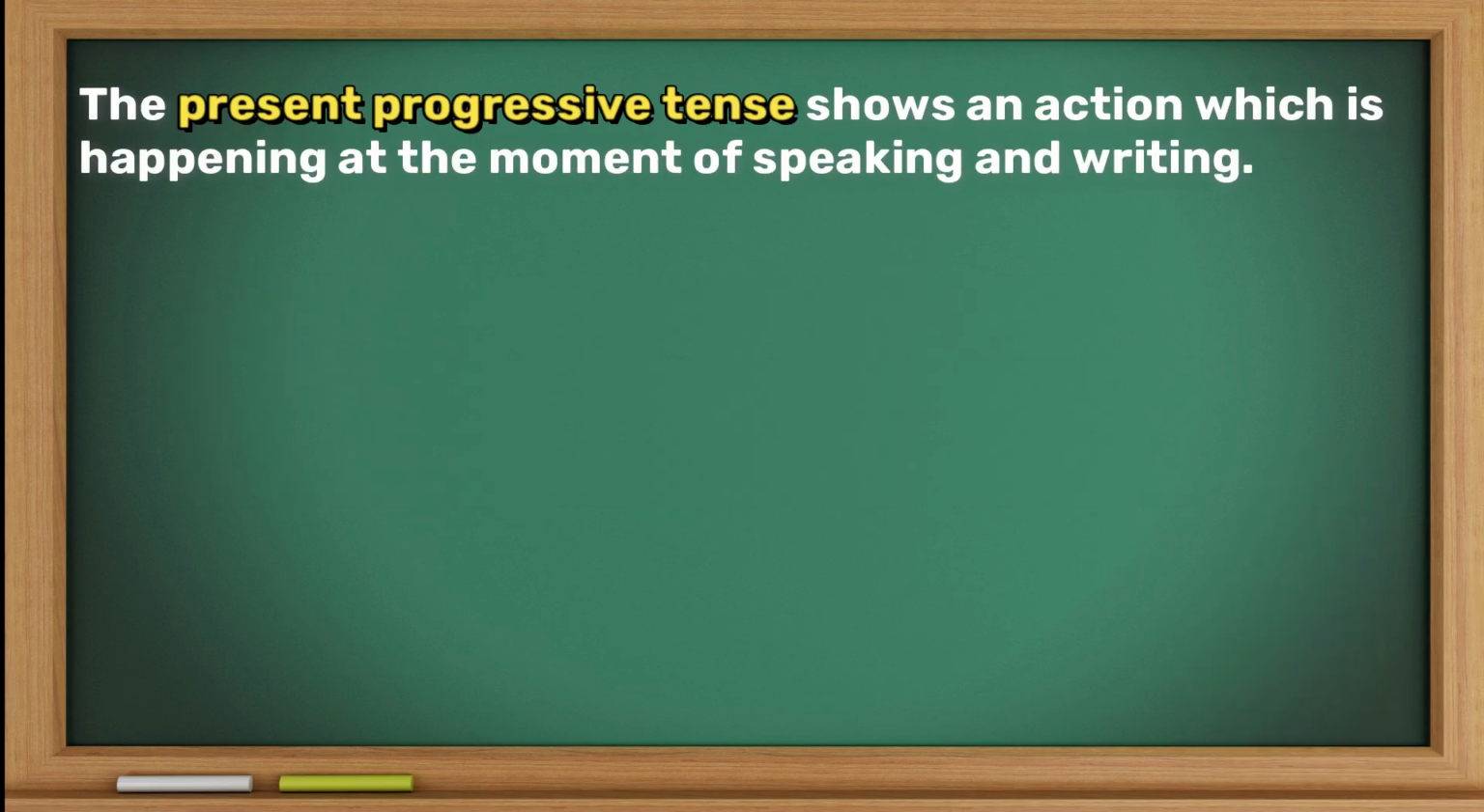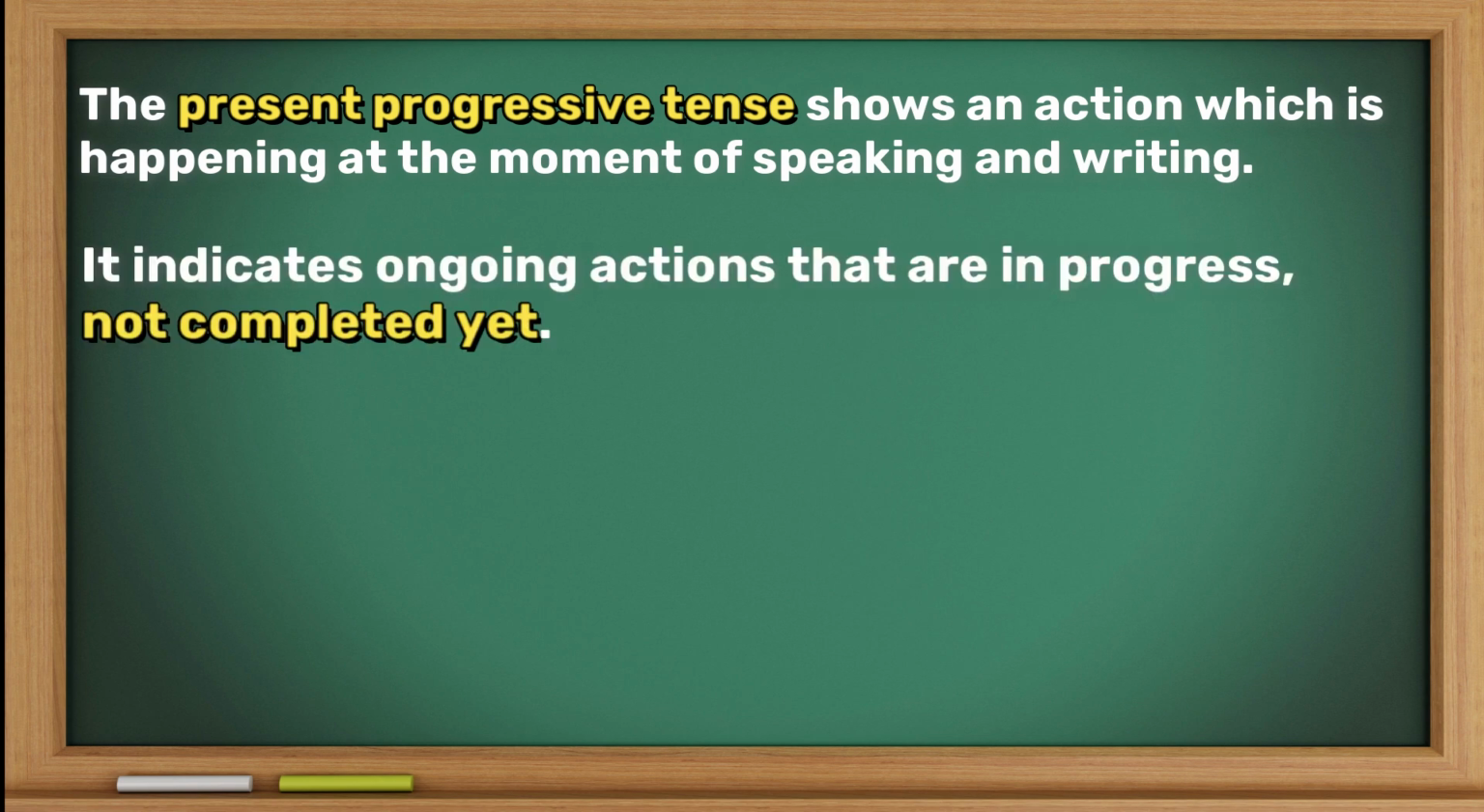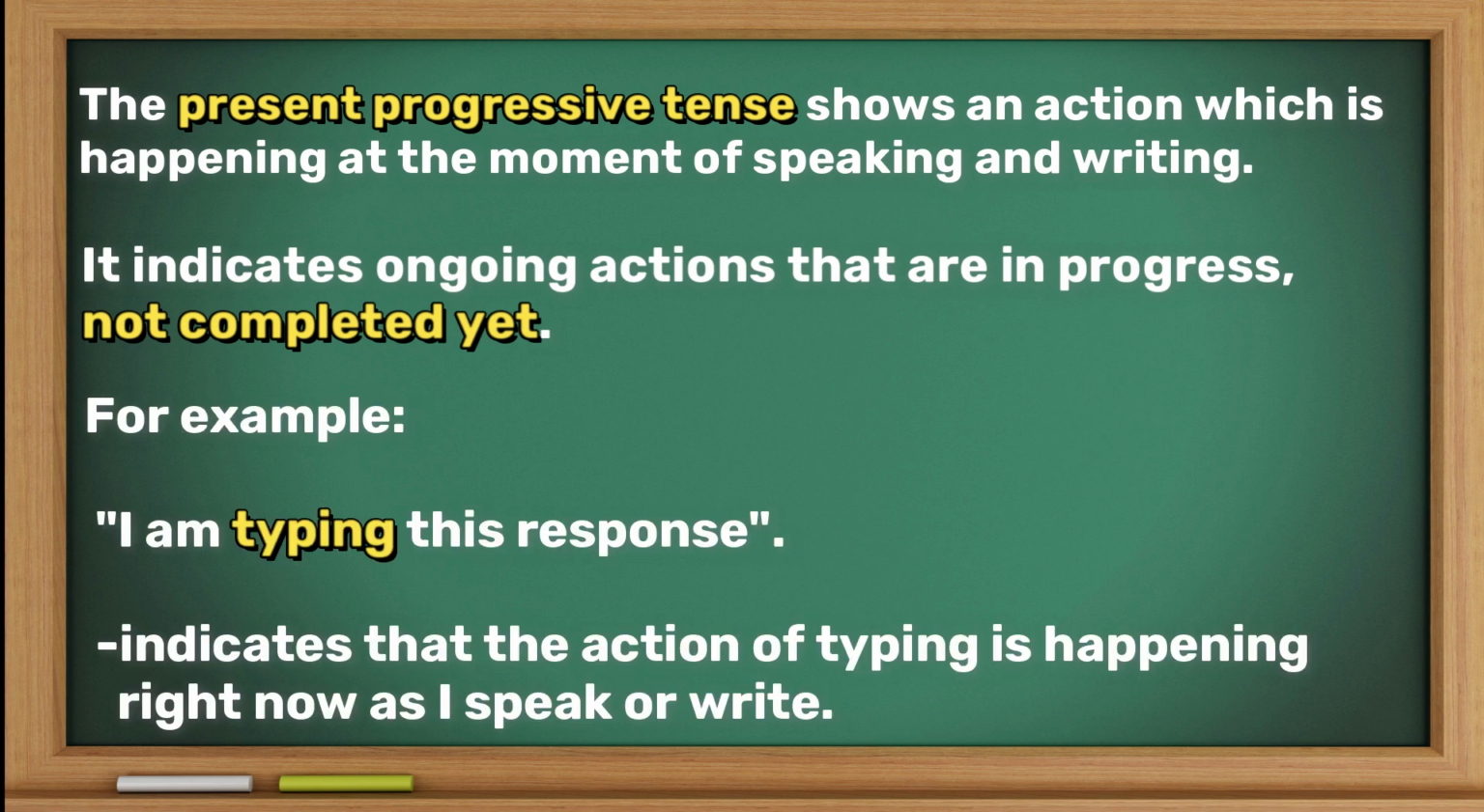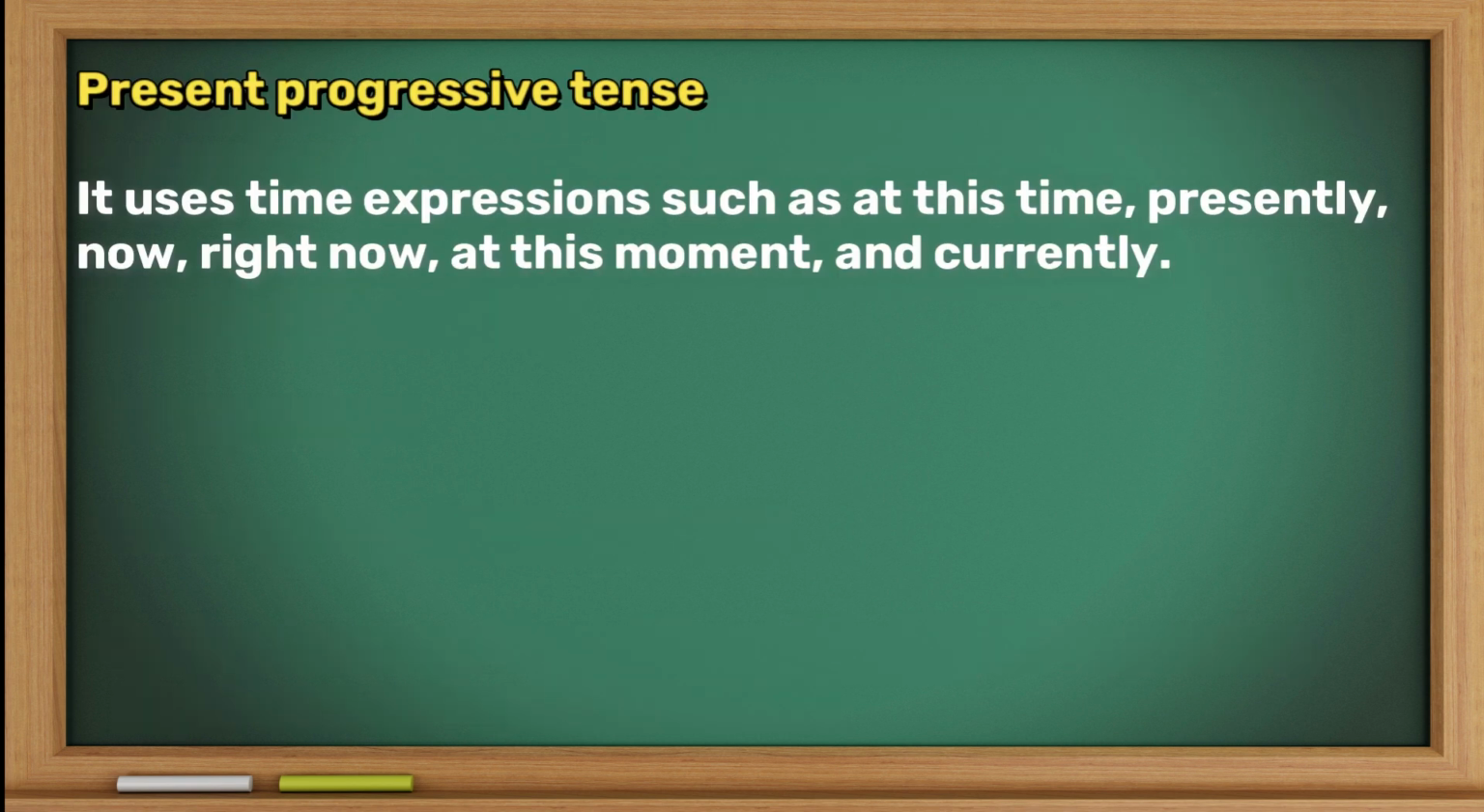The present progressive tense shows an action which is happening at the moment of speaking and writing. It indicates ongoing actions that are in progress, not completed yet. For example, I am typing this response indicates that the action of typing is happening right now as I speak or write. It uses time expressions such as at this time, presently, now, right now, at this moment, and currently.